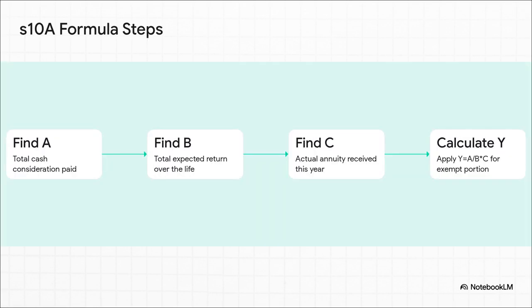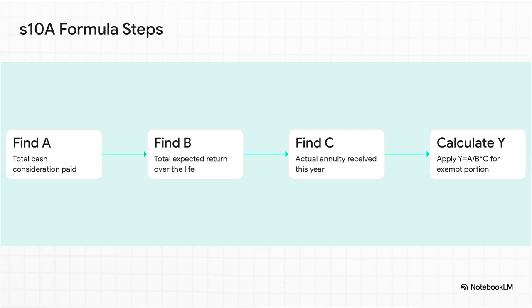Now for purchased annuities under Section 10A, the logic shifts completely. With these, you're essentially just getting your own capital back along with some growth. Obviously, taxing your own capital doesn't make sense, so the law lets you separate the taxable return from the exempt capital using this exact four-step formula.